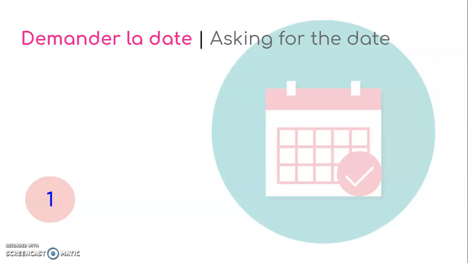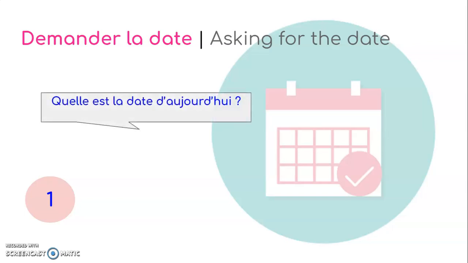Demandez la date. Let's look at a few possibilities. There are several ways to ask for the date in French, but today we're actually going to look at two of them. Here's the first one, the first way. Quelle est la date d'aujourd'hui?